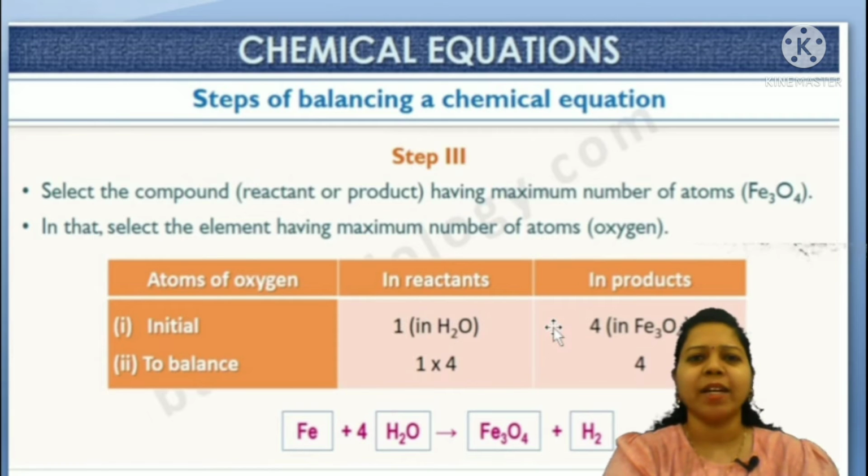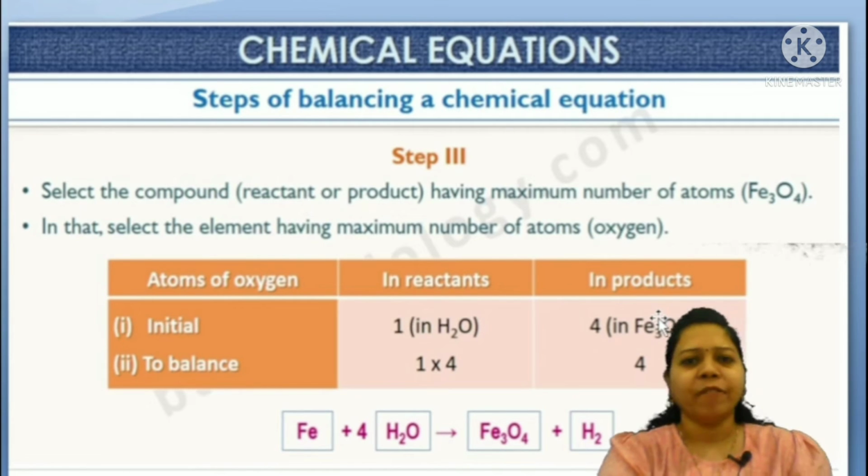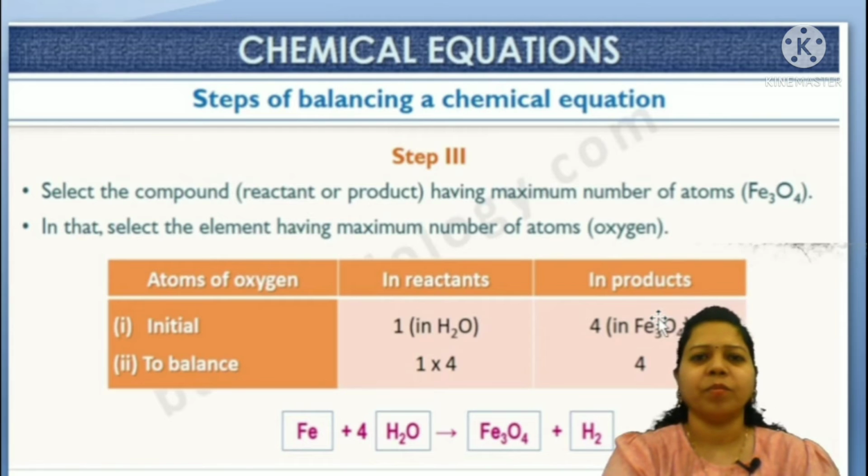Initially number of oxygen atoms are 1 at LHS and 4 at RHS. Now after balancing, we need to make them same. That's why what we are doing? We are doing multiplication of this reactant side by 4. Then only we are able to equal those both the sides. That's why what we are doing, multiplying by 4 to the H2O on the left side.